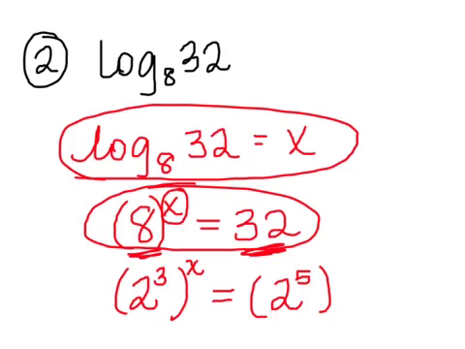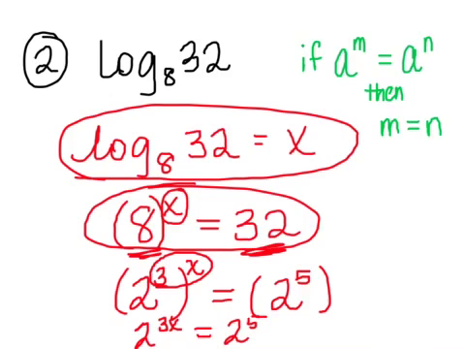Now let's think about what that equals. We have a rule that says if you have a base that's being raised to 2 powers, that you can multiply those powers, so that would be 2 to the 3x, would be a shorter way of writing the same thing, and then equals 2 to the fifth.